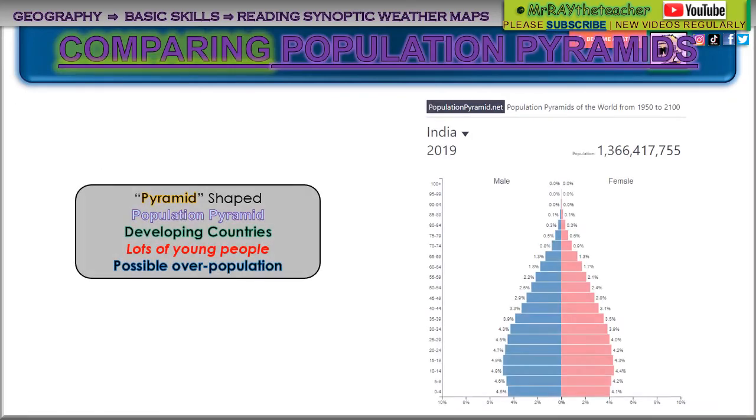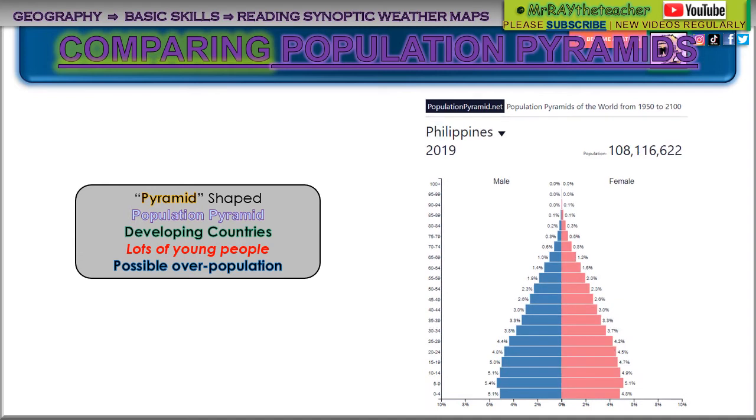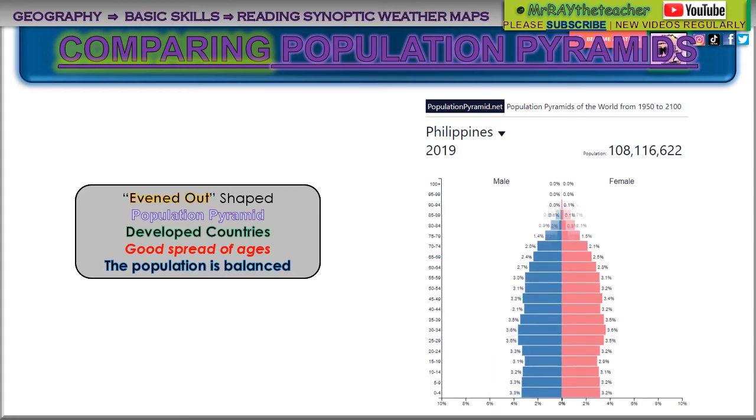So comparing the population pyramids, you've got your pyramid-shaped ones. They are from developing countries, with lots of young people and possible overpopulation. So there's India, there's the Philippines, easily in the hundreds of millions. They've got a lot of young'uns, not many people living to old age, so those problems need fixing.